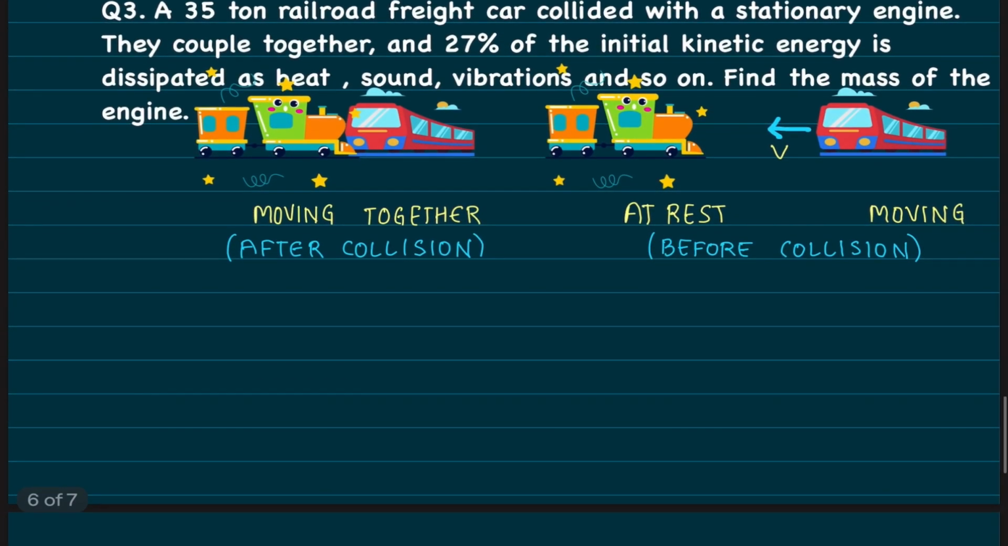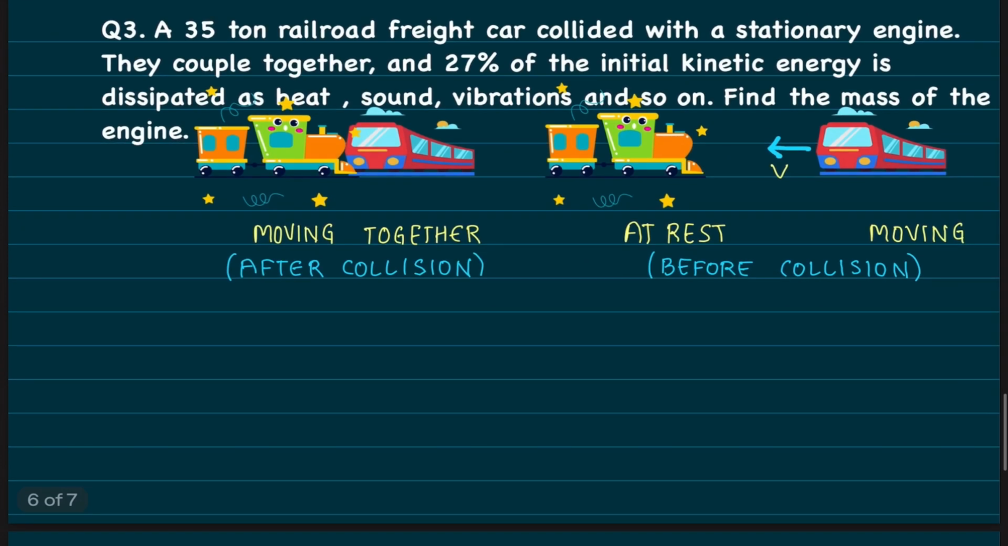So question number 3 says, we have a 35-ton railroad freight car. This freight car collided with a stationary engine. So this is our stationary engine. They coupled together, that is, they are moving together after the collision, and 27% of the initial kinetic energy is dissipated as heat, sound, vibrations and so on.